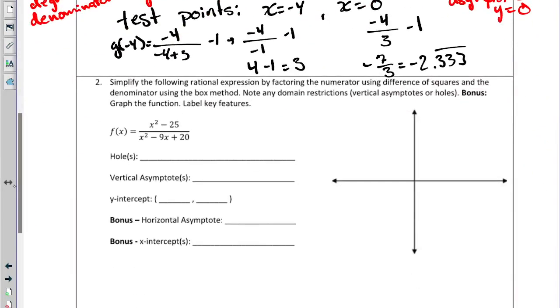But what if it's in this type of form with a bunch of stuff that we have to factor? Well, guess what? We got to factor it. And you're going to have to factor like 10 times on this test, because that's all Algebra 2 is in general.